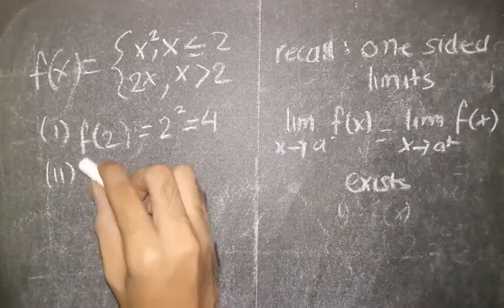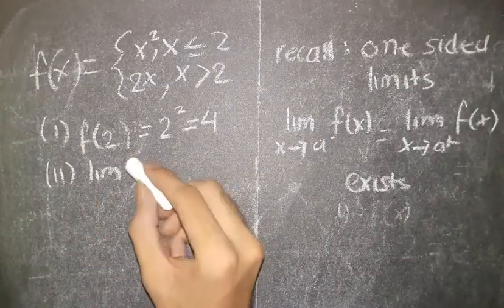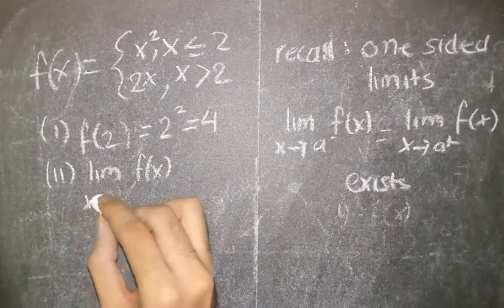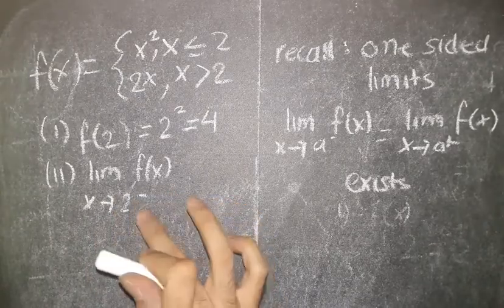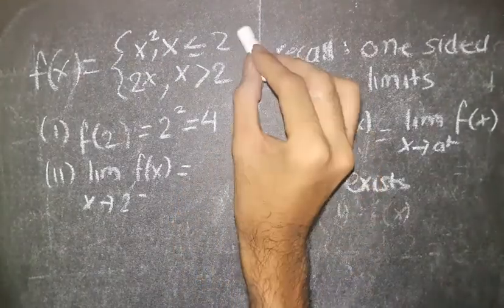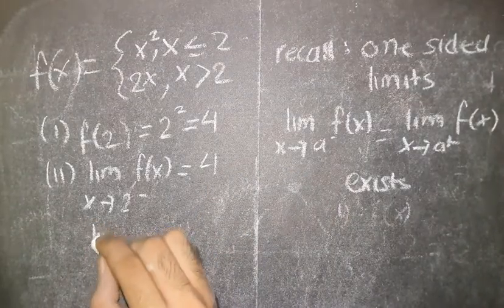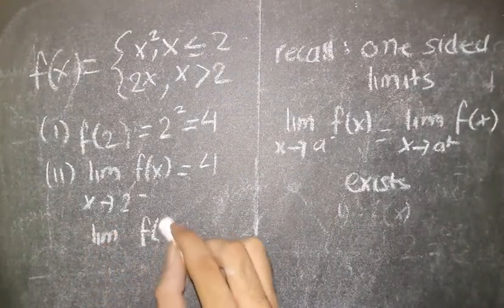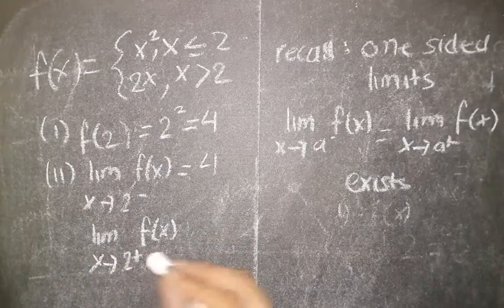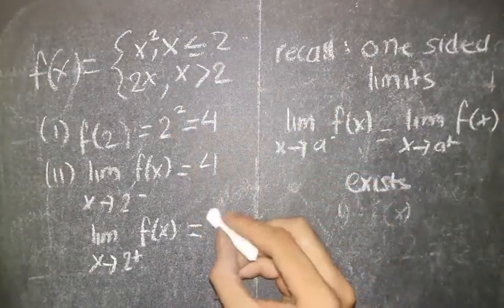Going back, the limit of f of x as x approaches 2 from the left will be based from the first function and is equal to 4. While the limit of f of x as x approaches 2 from the right is based from the second function, which will also be equal to 4.